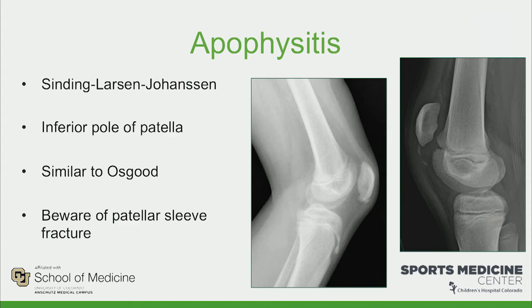And then apophysitis of the inferior pole of the patella is Sinding-Larsen-Johansson. These kids present a little bit younger, whereas in Osgood, it's usually 11 to 15. These kids may be like 9 to 13, so a little bit younger. They may have some irregularity there. And again, resisted knee extension may be painful. And you're gonna wanna not miss that patellar sleeve avulsion. So if they can't straight leg raise in either case, Osgood or Sinding-Larsen, you're gonna wanna do further investigation.